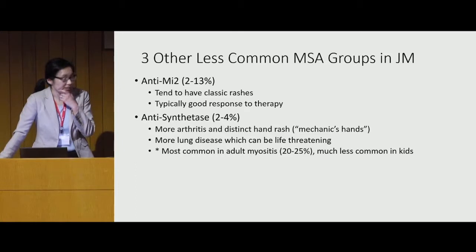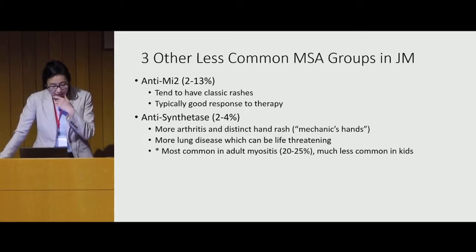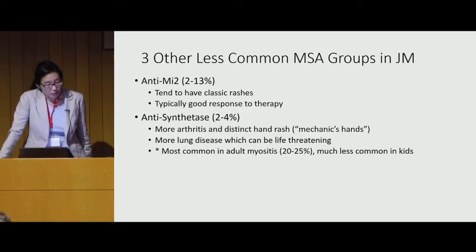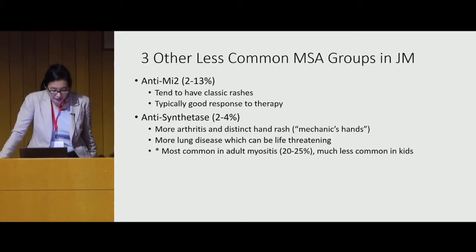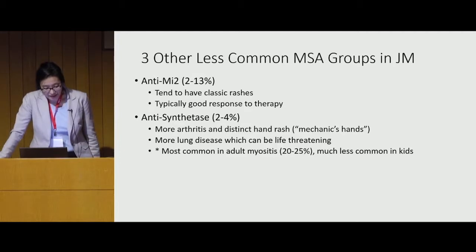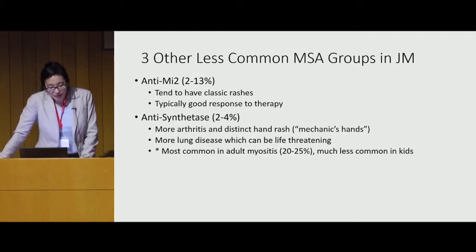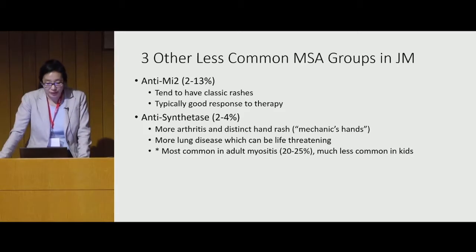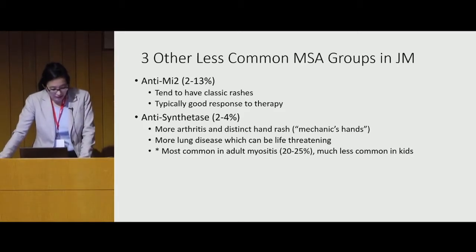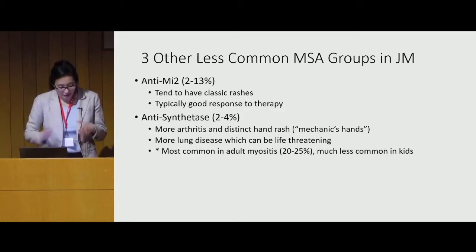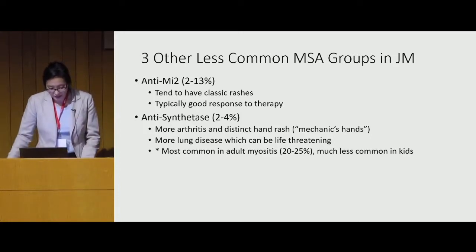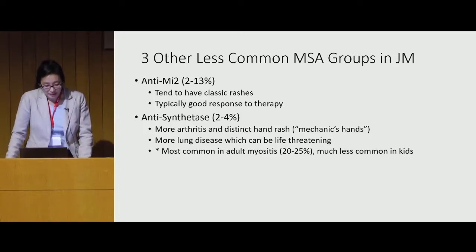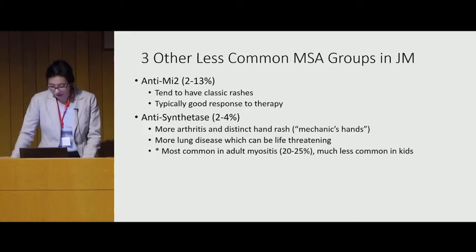Anti-synthetase antibody is actually a group of antibodies, most commonly anti-Jo1 that's been described more in adults. This category of antibody is actually the most common antibody in adult myositis, 20 to 25% of adult myositis, but it is much less common in kids. This antibody group is associated with having more arthritis or joint inflammation. They have a distinct hand rash called mechanic's hands, where there's a roughness on the sides of the fingers, and they tend to have more lung disease, which can sometimes be life-threatening.